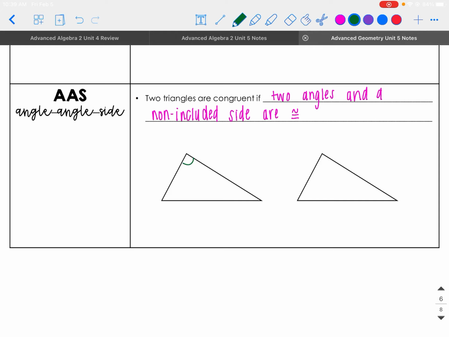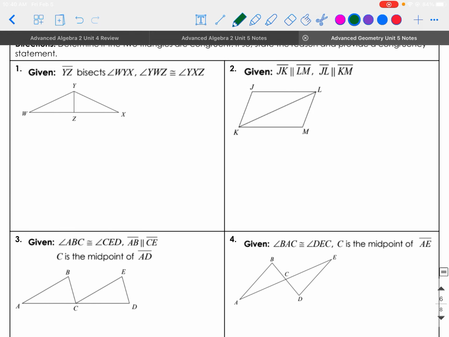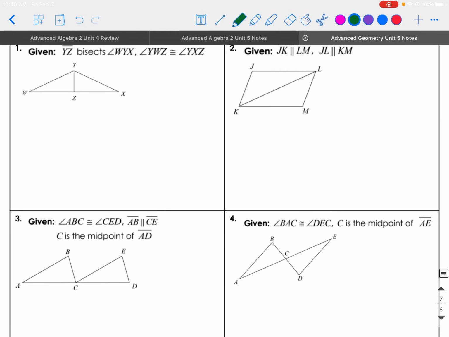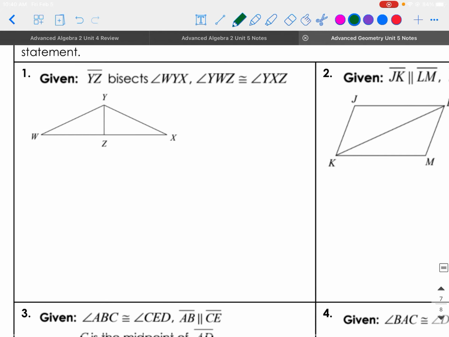All right, so let's say this angle is congruent to this angle, and this one is congruent to this one. And then let's say that this side is congruent to that side. That would be AAS, two angles and then a third side. So let's look at some examples, and some of these are going to be a little more difficult maybe than what we saw the last time. You're going to have to pull in some previous knowledge of parallel lines and that sort of thing.